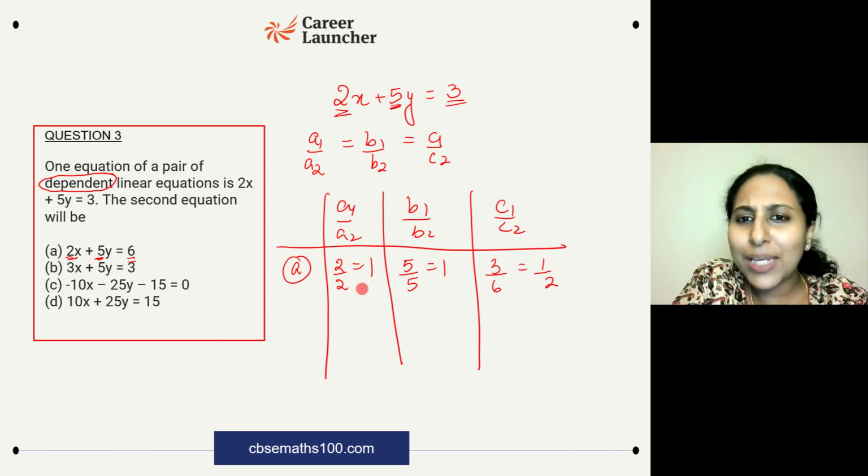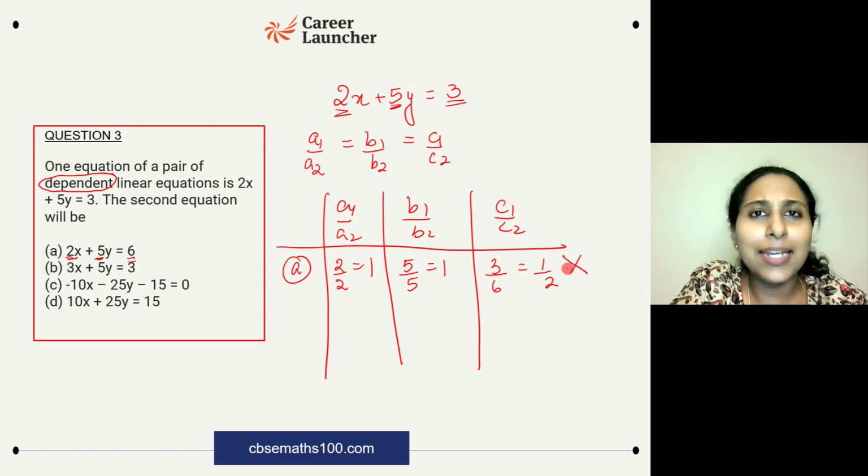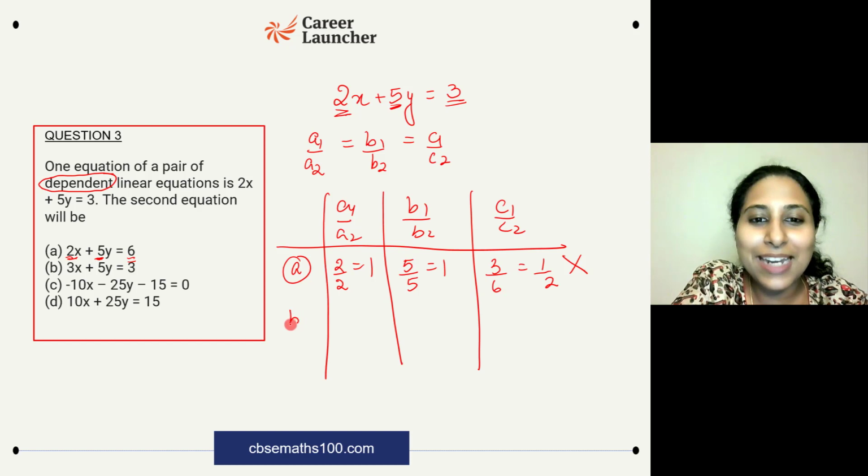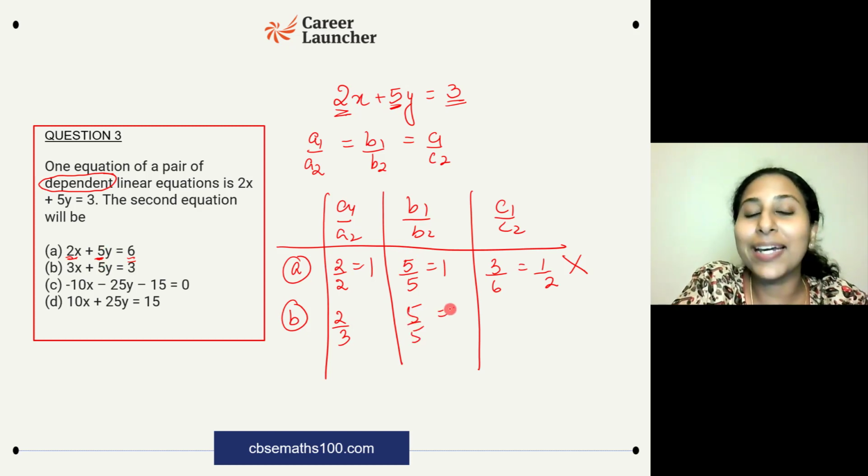What do we get here? We get here that A1 by A2 equals B1 by B2, but it's not equal to C1 by C2. So this is not a dependent sort of system. These are parallel lines, which is independent. Let's check out the next one. A1 by A2 here would become 2 divided by this 3. So you're getting 2 by 3. B1 by B2 would be this 5 divided by 5, which we are getting as 1 again.